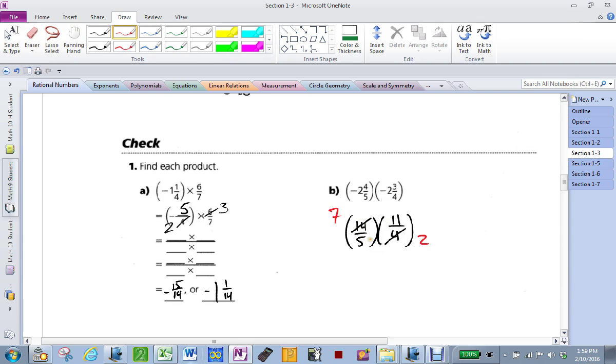2. Do 11 and 5 work together? No. Nope. So now I just go straight across because I'm done my simplifying. So much easier. 77 over 10. Are we happy? Yep. Because I know it's going to be positive. And just to be sure, how many 10's go into 77? And how many are left over? 7.